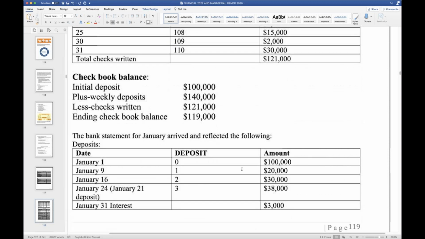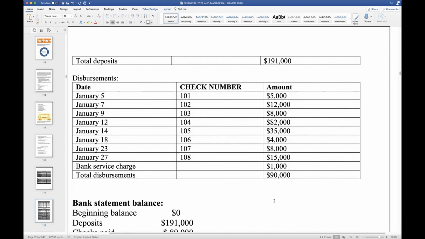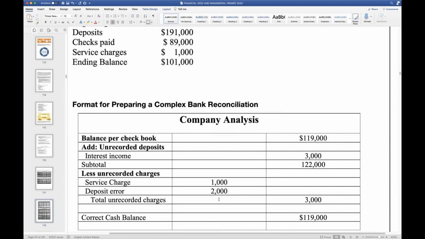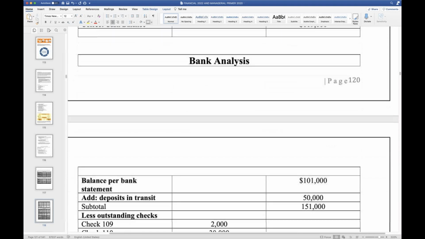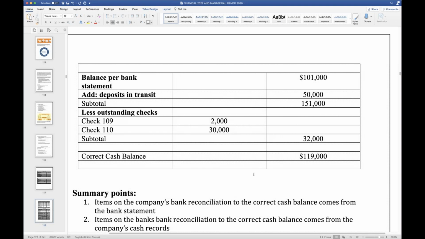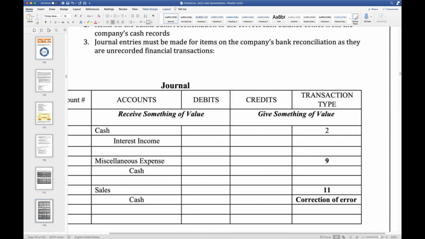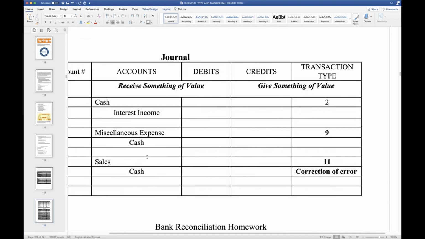The bank statement arrived with certain different things on it, and we want to come to the correct balance given that ending balance. And so for the A students, you're to study this and make sure you can do a complicated analysis. So review this, review the points, those journal entries that were made, including the correction for that error.